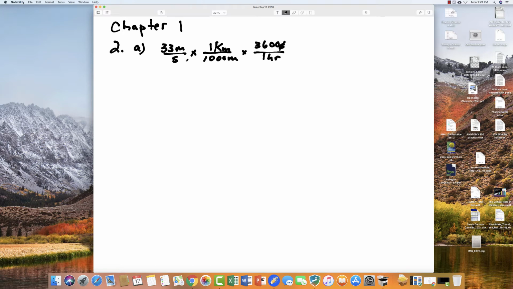The seconds cancel, and the meters cancel, and so you end up multiplying 33 by 3.6, and the answer is 118.8. The initial was given in 2 significant figures, so we have to reduce this to 2 significant figures, which is 120 kilometers per hour. Remember the label. The second question was, is this greater than the speed limit, which was 90 kilometers per hour? And of course, obviously, the answer is yes.